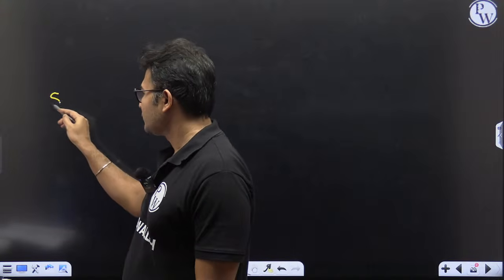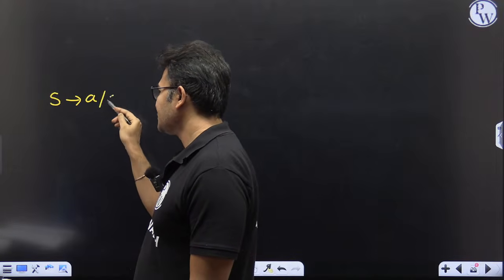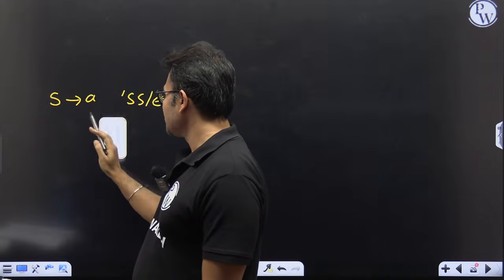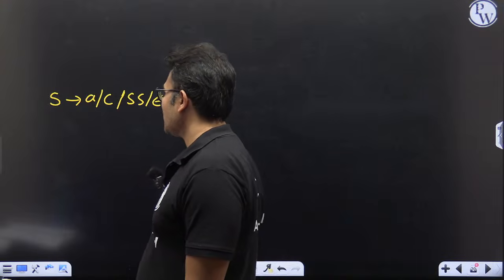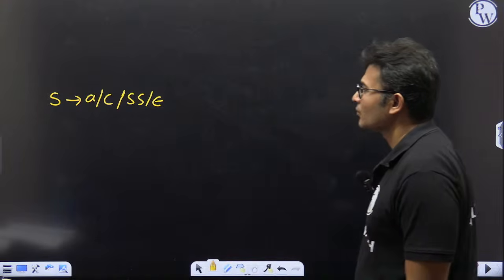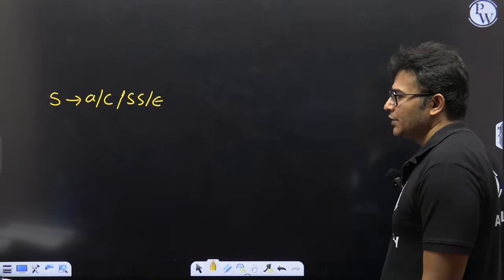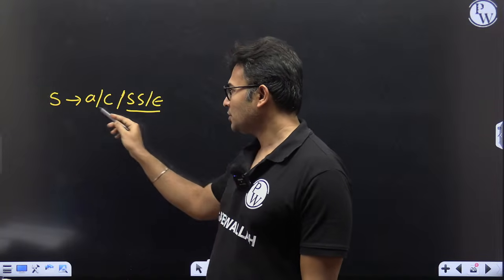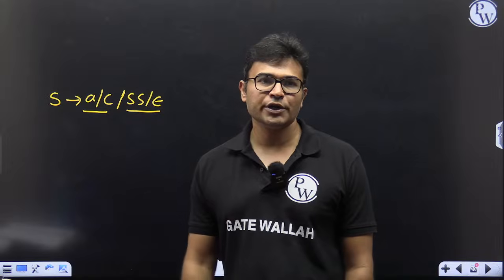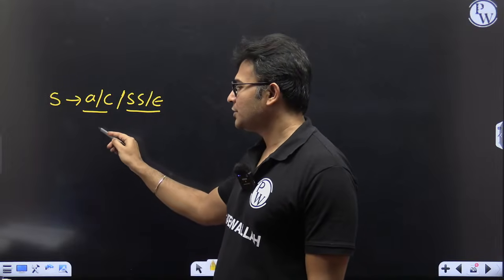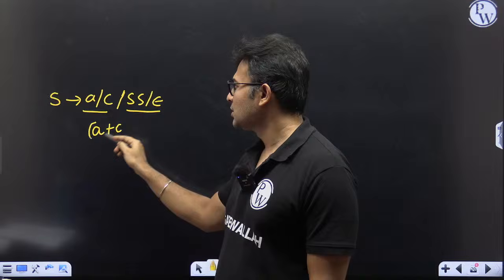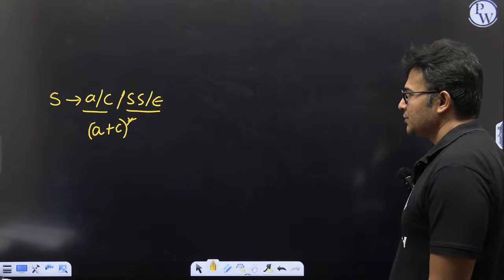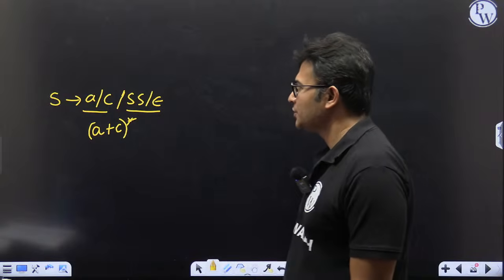Now let us say S derives A or C or SS or epsilon, right? What is the language generated? Just now I told you, right? Whenever there is SS or epsilon, you can take the remaining part and you can put a star. So the language generated is (A + C) star, right? Is this ambiguous? Yes. Just like the previous example, this is ambiguous.